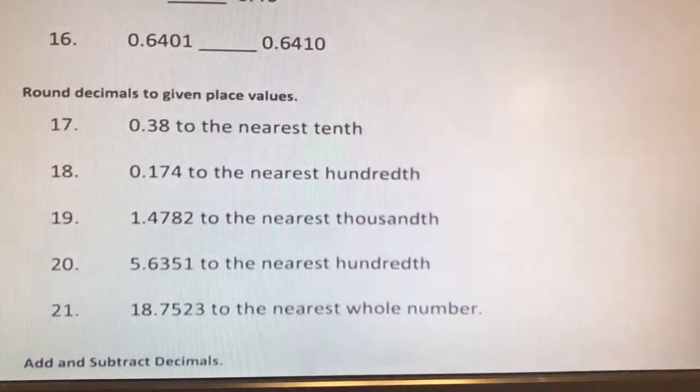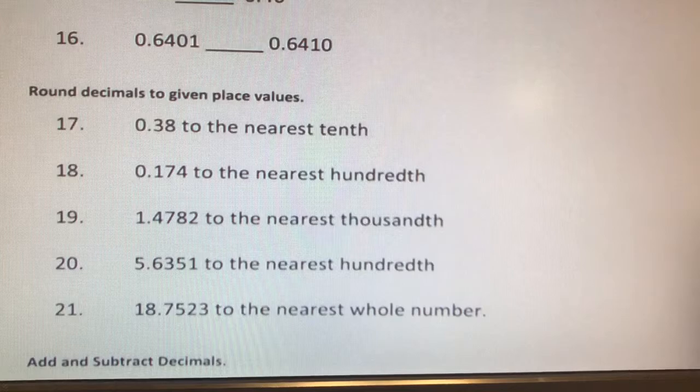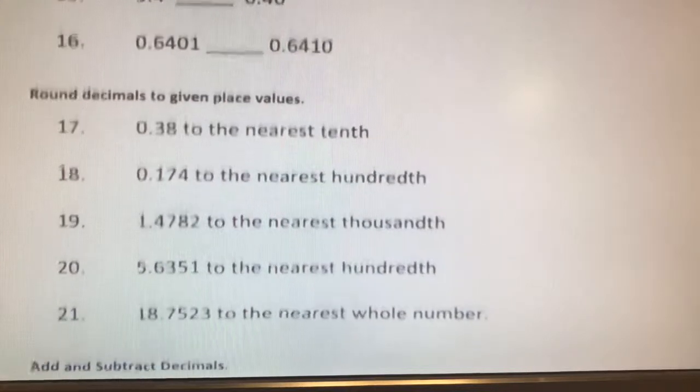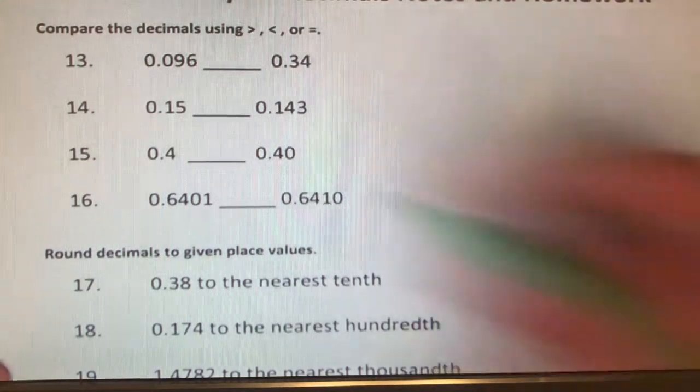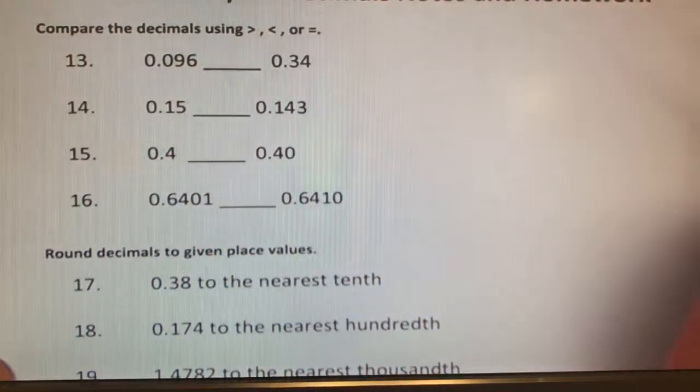Number 13. This time we're going to compare decimals using greater than, less than, or equal to. Okay, so we're going to look at number 13. Compare 0.096 or 96 thousandths to 34 hundredths. Now at first glance you may think 96 is the bigger one because you see 96 compared to 34.